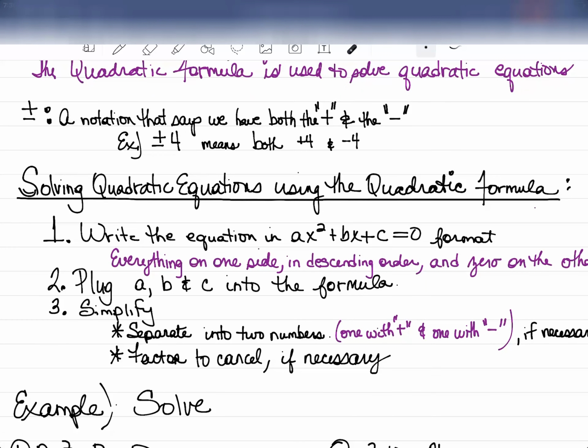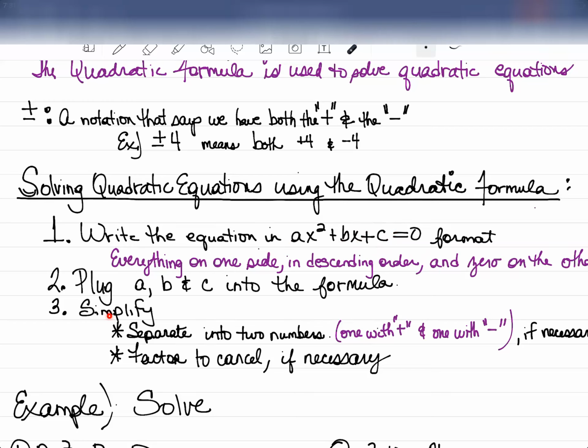To solve these quadratic equations using the quadratic formula, we want to make certain our equation is in that ax squared plus bx plus c equals 0 format. So everything's on one side, 0 is on the other, and on the side where everything is together, everything is in descending order. All we're doing is plucking off the coefficients. The coefficient of x squared is our a. The coefficient of x is our b. And that constant, which is the number by itself, is our c. We're going to pluck those off so that we can plug them into the formula.